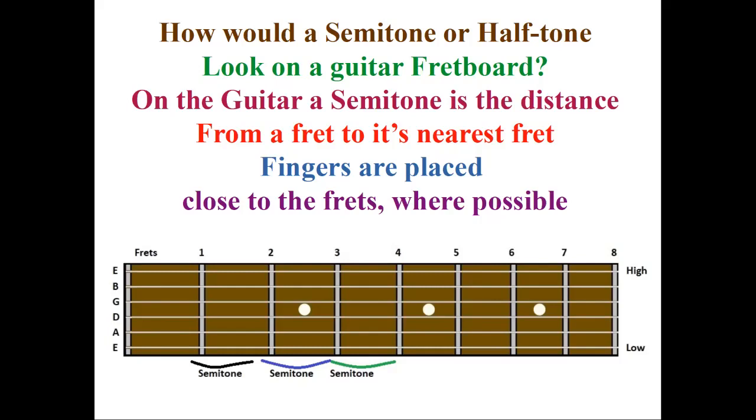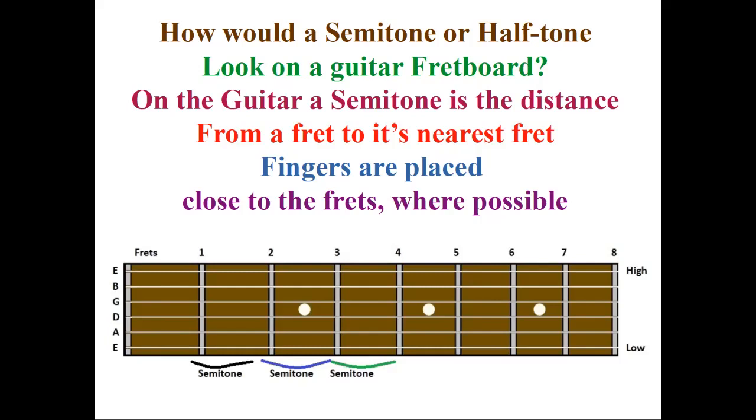On the guitar, a semitone is a distance from any fret to its nearest fret. And of course, we should add on the same string, because if you go to different strings, then you no longer have a semitone, you have something else.